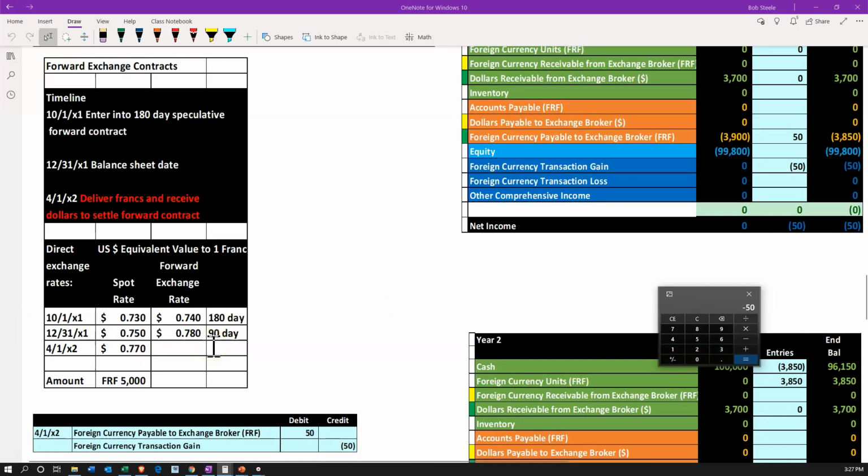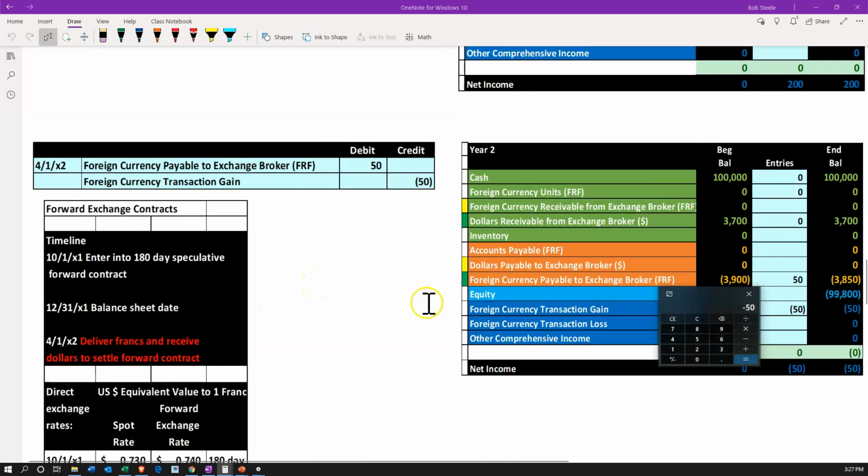Because last time we had 1 franc was worth $0.78. Now we're saying the 1 franc is worth $0.77. The franc has gotten weaker. That's kind of what we predicted to happen because we want the gain to happen. So the franc has gotten weaker and we're going to be paying francs. So we're going to be paying something that is now weaker than it was the last time we measured it. So therefore, we're going to say that now we have a gain of the $50.